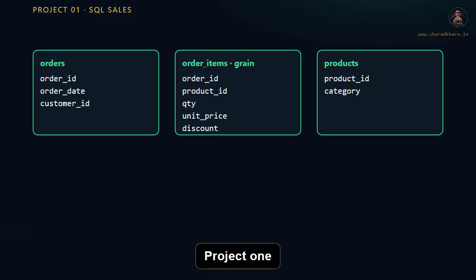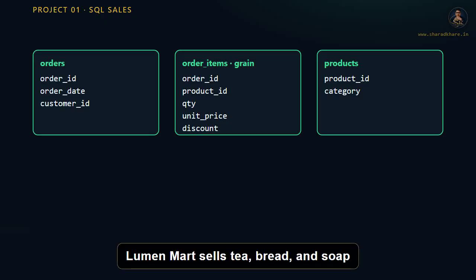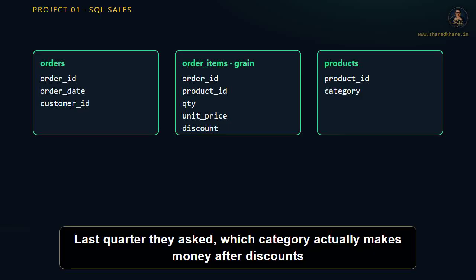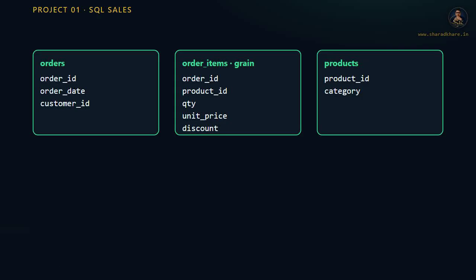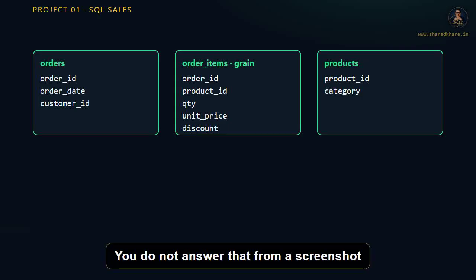Project 1, the SQL sales story. lumen-mart sells tea, bread and soap. Last quarter they asked which category actually makes money after discounts. You do not answer that from a screenshot. You answer it from tables.